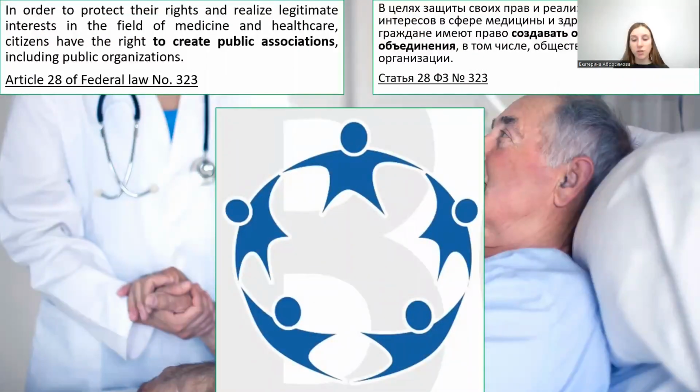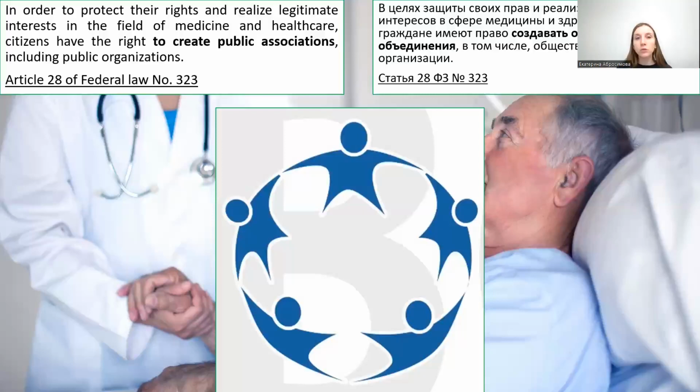In order to protect their rights and realize legitimate interests in the field of medicine and healthcare, citizens have the right to create public associations, including public organizations. And Article 28 of the Federal Law on the Fundamentals of Citizens' Health Protection in the Russian Federation provides the right of these public associations to participate in the development of norms and rules in the field of health protection and resolving issues related to violations of such norms and rules. In addition, these organizations can act in court in defense of an indefinite number of patients on the basis of Article 46 of the Federal Law on Consumer Protection.